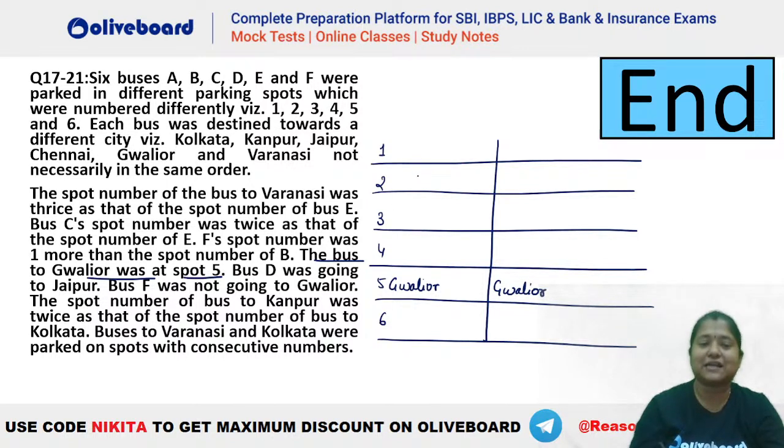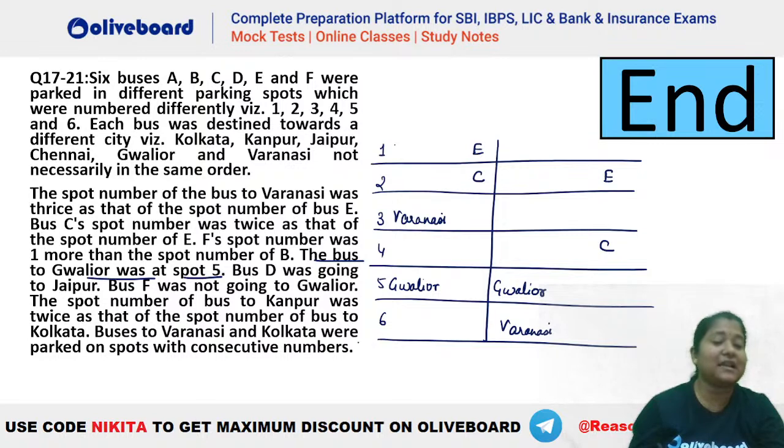So Varanasi is thrice of E. Let's say this is your E here. So Varanasi has to be this one. This is one possibility. And if E is here, you can see that the spot number of C is twice that of E. So C will be here. This is one possibility. Similarly, we can have your E here, C here, and Varanasi thrice E. This also can be there.